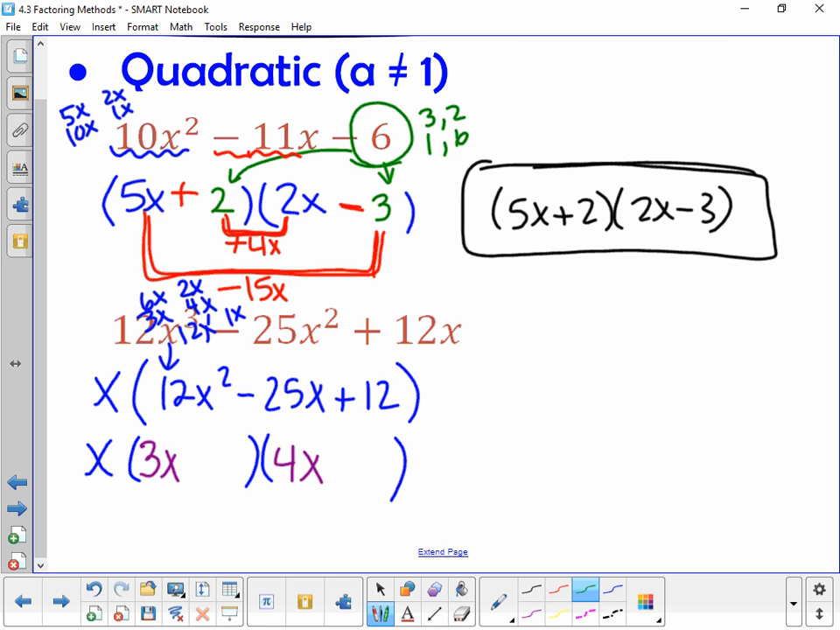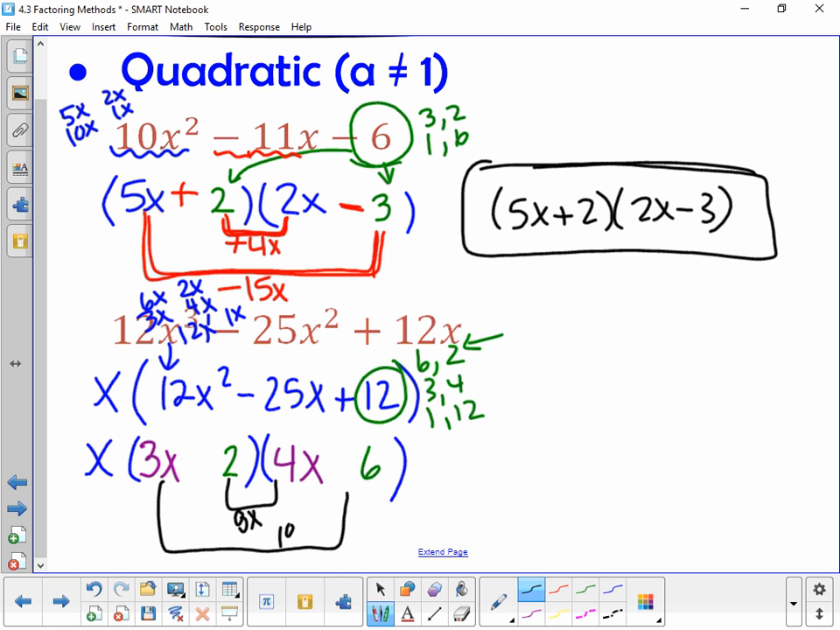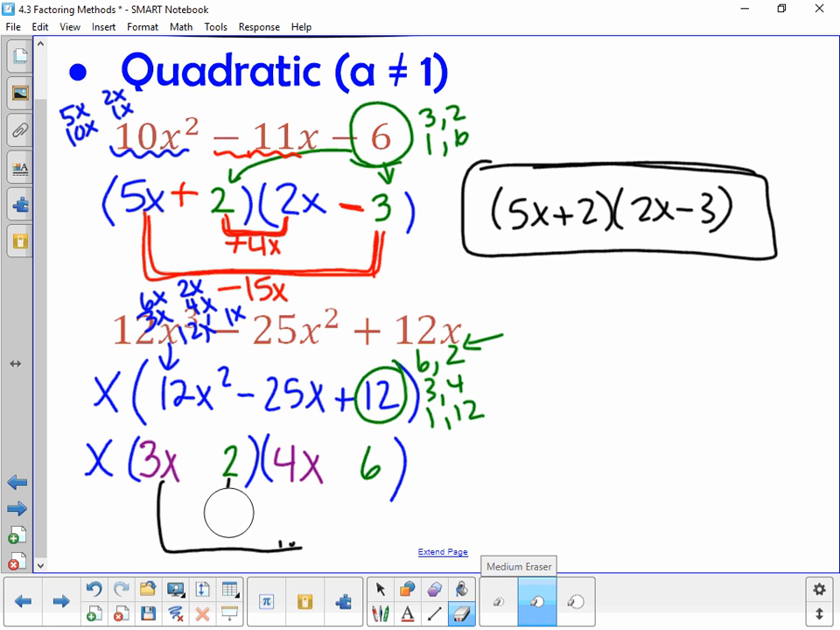On the other end, we have a 12. So kind of the same possibilities. Could be a 6 and a 2, a 3 and a 4, a 1 and a 12. Let's try 6 and 2. And let's test and see if it worked. This gives me 8x. This gives me 18x. That's not going to get me to 25. 26, yes, but not 25. Close, but not close enough. And I don't think the signs would have worked out very well either, but maybe they would have.